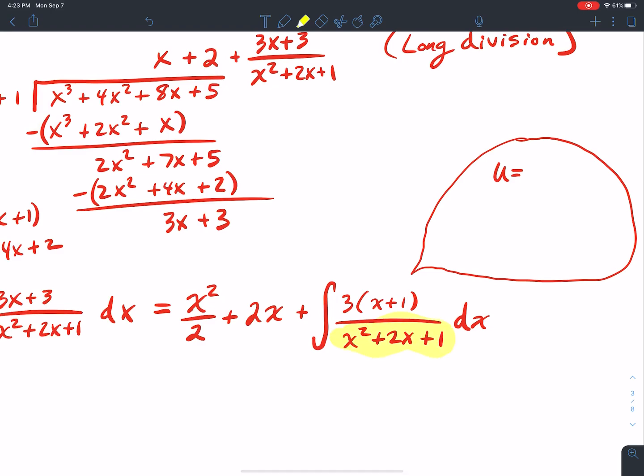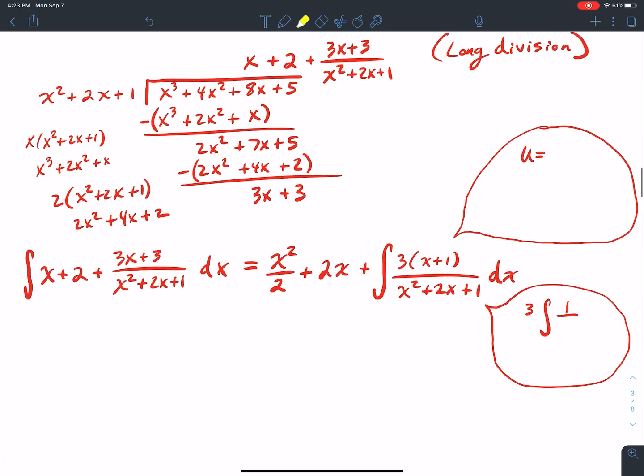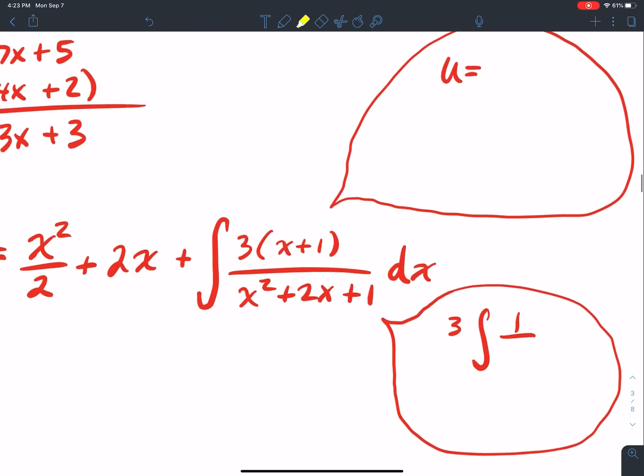And so I'm going to make U equal to the denominator because I see that the denominator degree is 2 and the numerator degree is 1. So I might see some natural log business going on here. So what am I going to do? Well, I'm going to pull this 3 out front, okay? So I'm going to make U the denominator. And so that means this becomes U, okay?